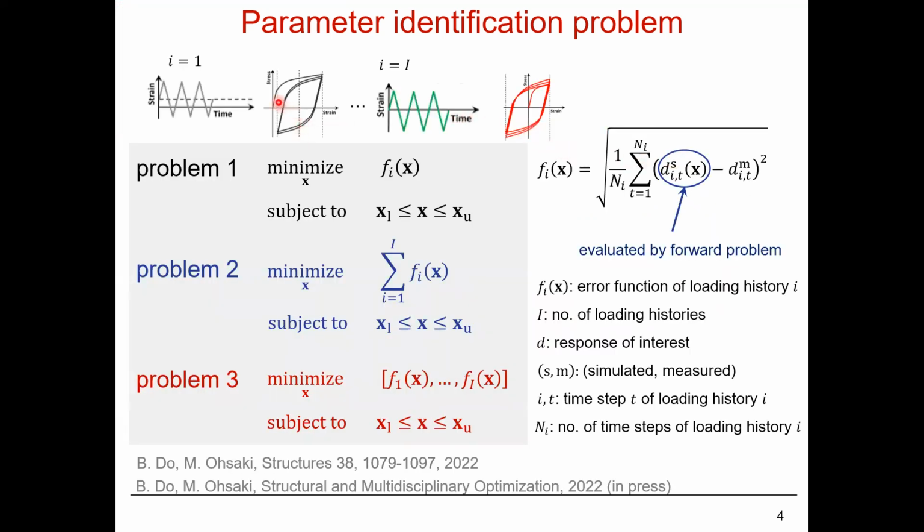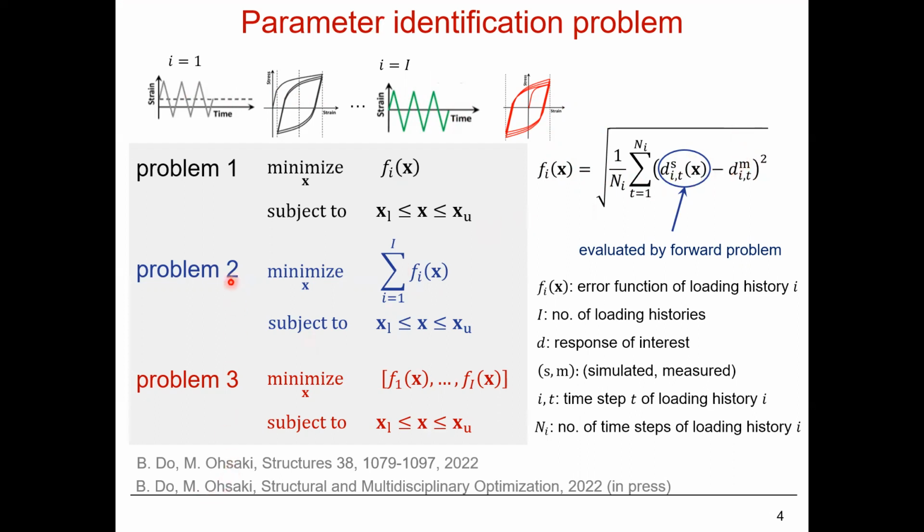In this study, we find the material parameters to model the cyclic behavior of structural steels under cyclic loading like this. And we assume that we have the experimental results from a total of I different cyclic tests of a steel specimen. We find the optimal X by minimizing an error function f of X like this. This represents the difference between the simulated response ds and that measured experimentally dm.